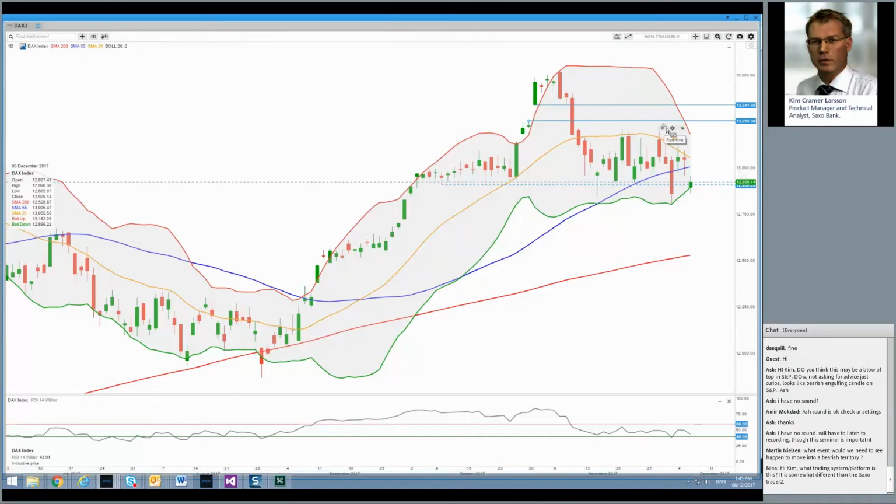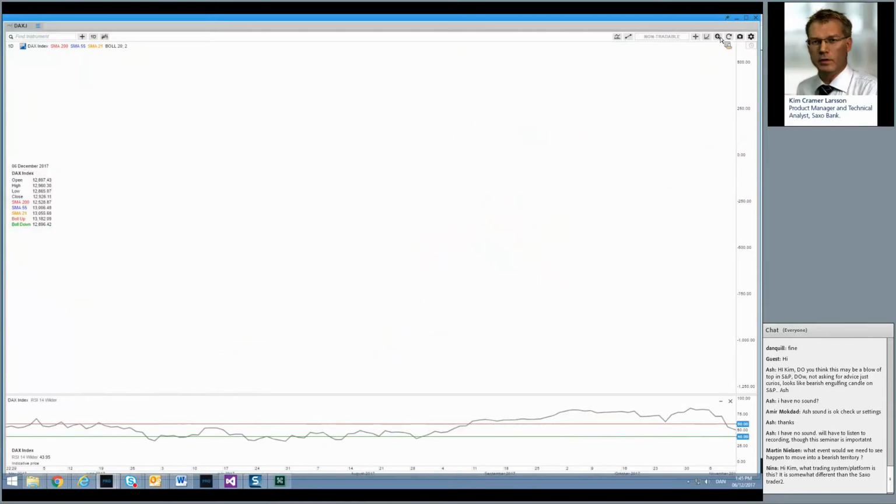So now I would say this line is out of the question anymore. We don't need that. It closed down for the first time late last week. It closed down below this support area here. So technically we are now in a downtrend on DAX.